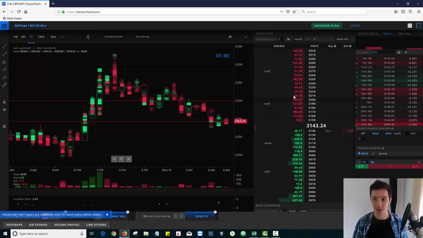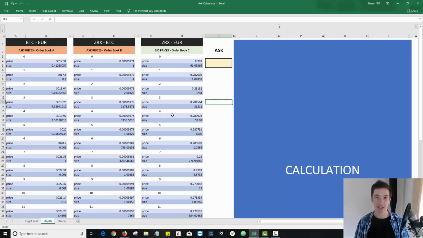So when we're talking about the order book, I'm talking about the asks and I'm talking about the bids. And we're going to simulate that over here so that you can get a really thorough understanding of what to look at when calculating an arbitrage opportunity.